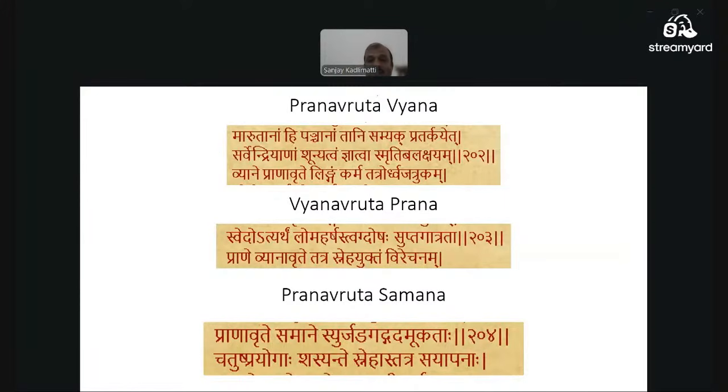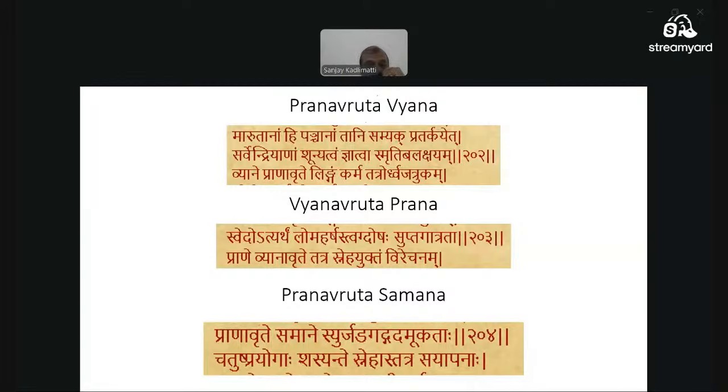When we say there, Sarva Indriyanam Shunyatvam, Prana is doing avarana of Vyana. So some symptoms of Vyana should be there and some symptoms of Prana should be there. Smriti Balakshayat, Prana. Buddhi, Hridendriya, Chittadruk. Vyane Pranavrite Lingam, Karma, Tatra Urdhvajatrukam. Treatment also is told in the shloka. So whatever is the treatment for Urdhvajatrugata roga, like Nasya, Shirovirechana, can be done in this concept of Pranavrita Vyana.